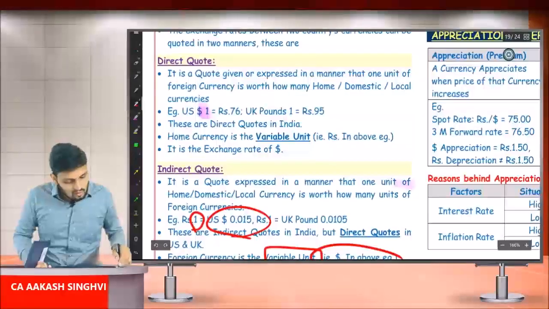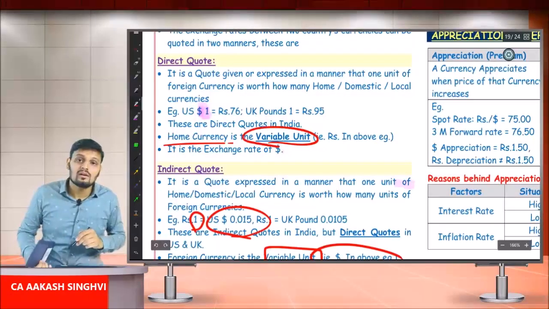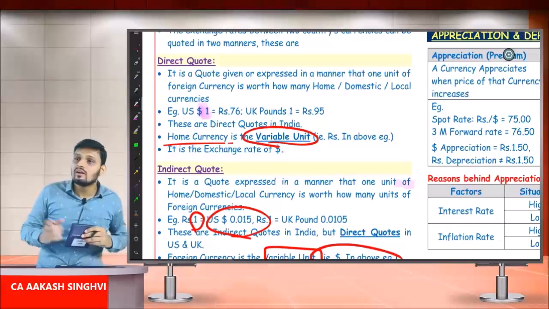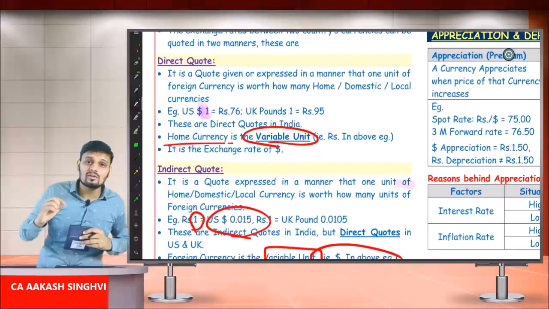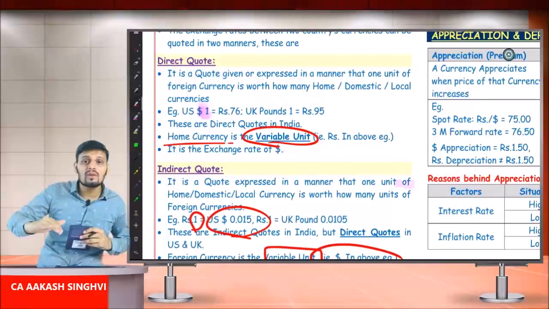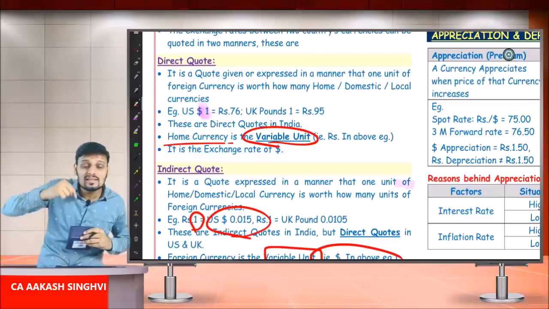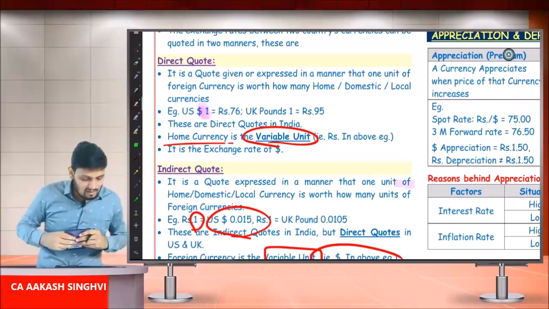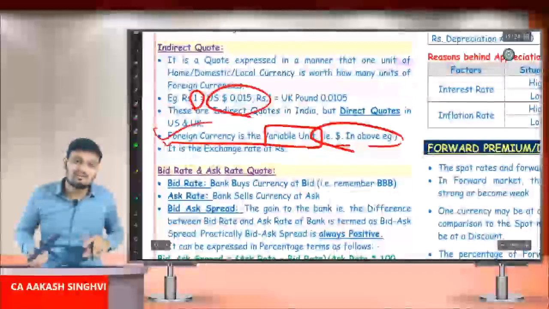Here, home currency is the variable unit. How, sir, is home currency the variable unit? Today, 1 liter of petrol is 75 rupees. Tomorrow, it can go to 76, or it can come down to 74. So which is the variable unit? Rupee. Home currency is the rupee. Rupee is the variable unit. But here, foreign currency is the variable unit.